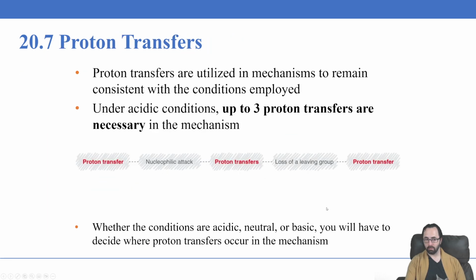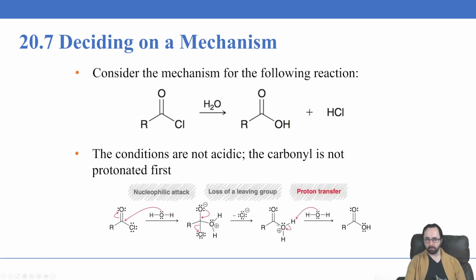So we are going to have proton transfers in these mechanisms, but where the proton transfers occur depends on the conditions of the reactions, whether the conditions are acidic, neutral, or basic. So you're going to have to decide for yourself, based on the conditions, when the proton transfer will occur. So let's say we're looking at this reaction. We're going to have the reaction of this acid chloride with water produce an alcohol and HCl.